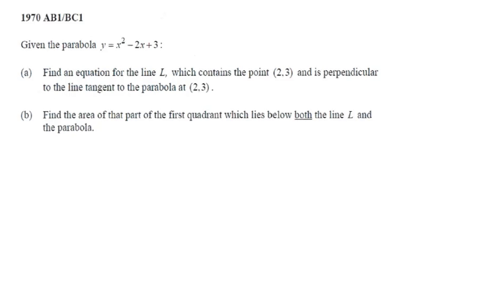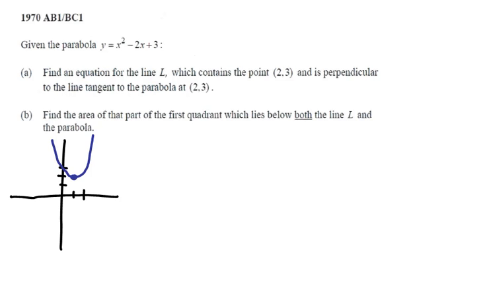Alright, for 1970 AB1, we have this parabola y equals x squared minus 2x plus 3. It doesn't factor, so there are no zeros in there. If you wanted to graph it, I would just plot a few points. It has its vertex at (1, 2). And then we have this line.